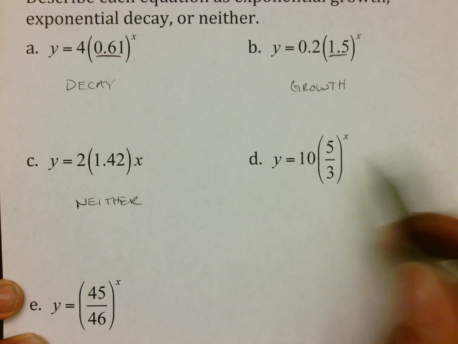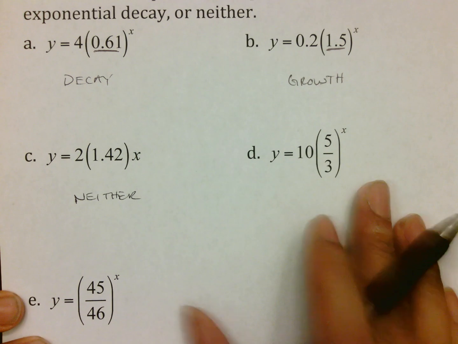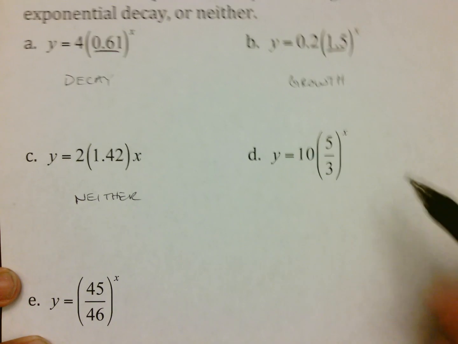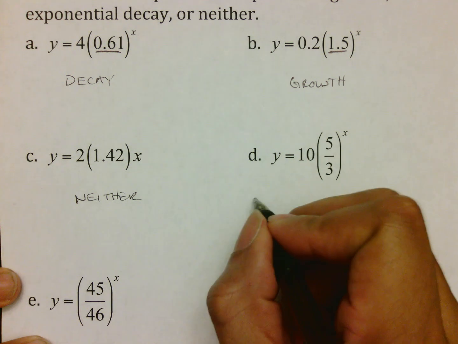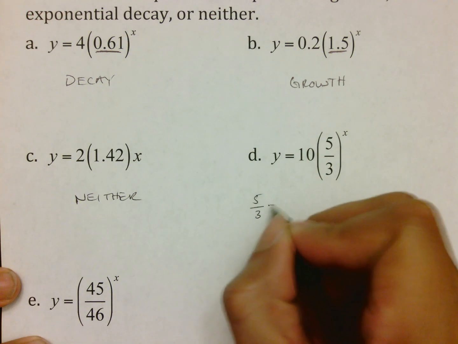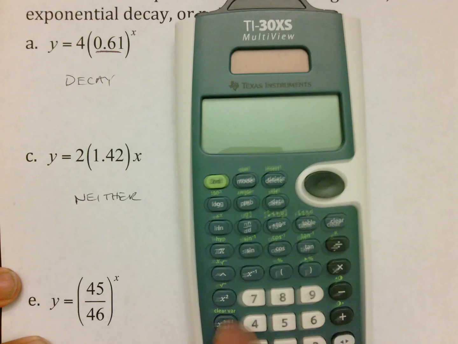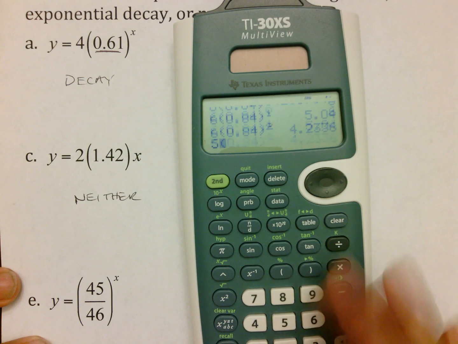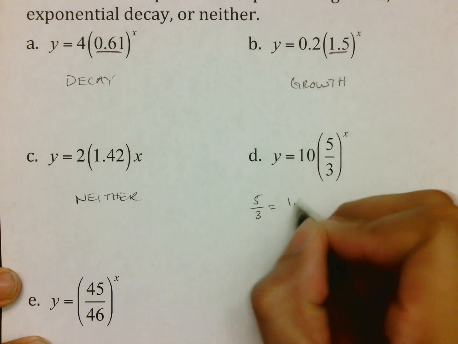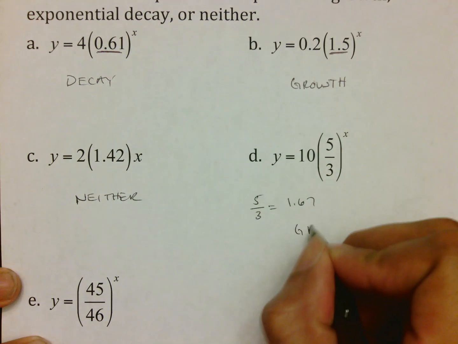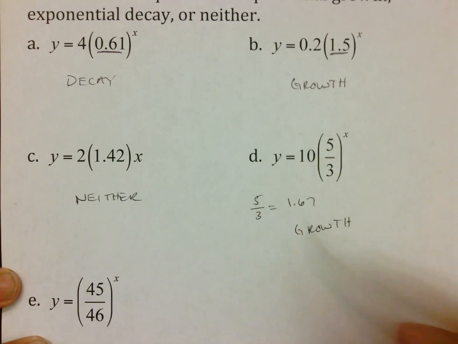D gets into the other type of decay and growth that you need to look for, which is a fraction. The key thing about the fraction is we know how to turn a fraction into a decimal. So what you want to do, and I would write this in your notes, is convert 5/3. You simply take 5 divided by 3, which is 1.67, which of course means that this is growth because that is bigger than 1.